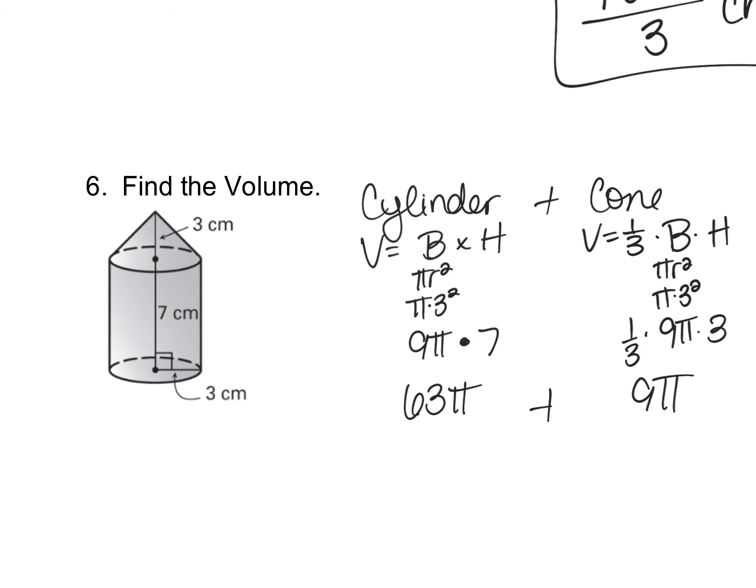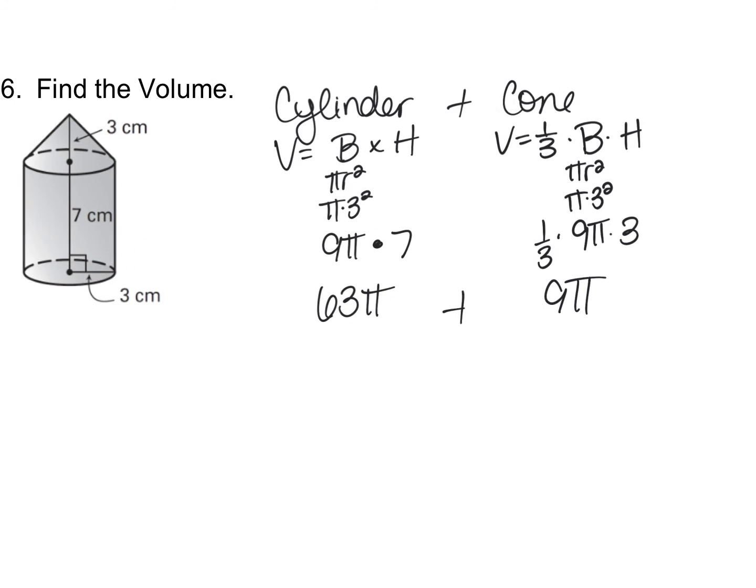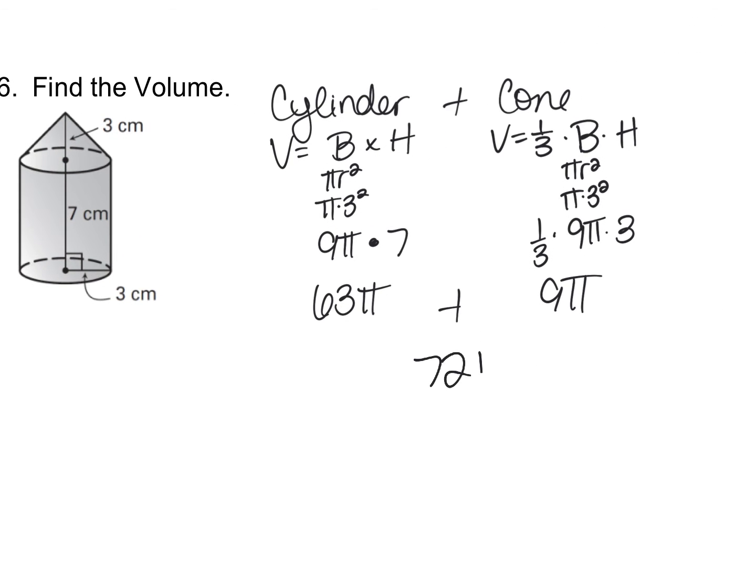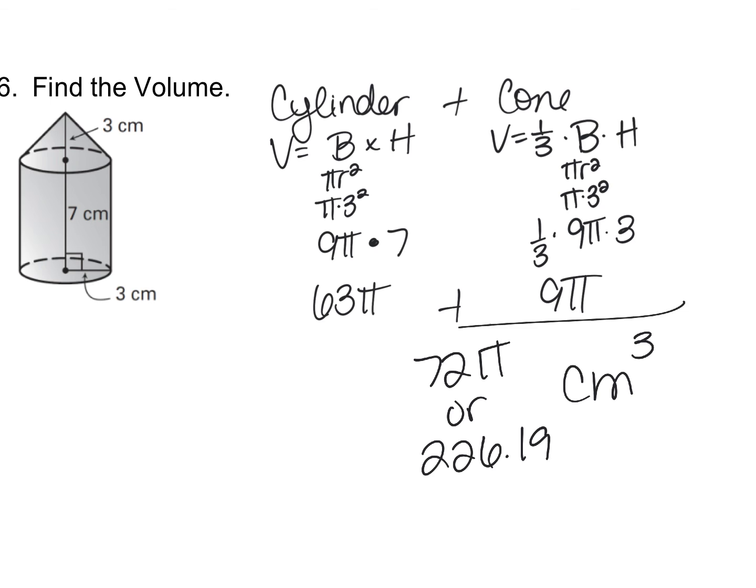So what do I do with those two numbers? Since I've got the cylinder volume and the cone volume, I just need to add them together. And so 63 pi plus 9 pi gives you 72 pi if they want it in terms of pi, or if it was rounded, it would be 226.19. And then our label would be centimeters cubed.